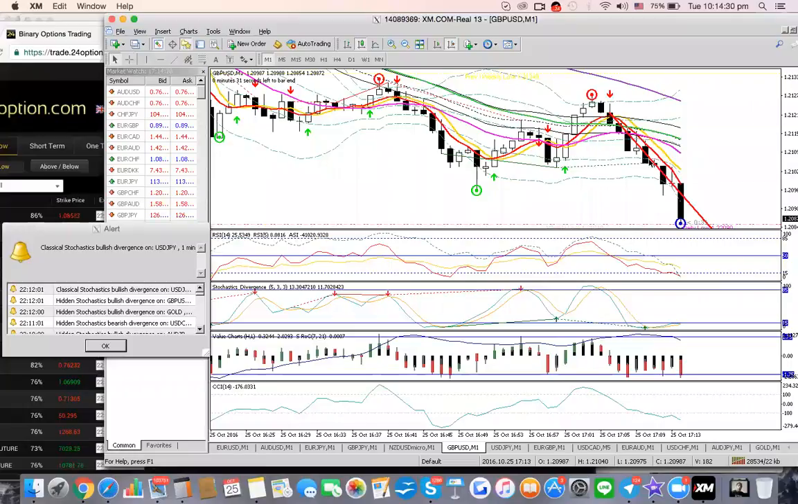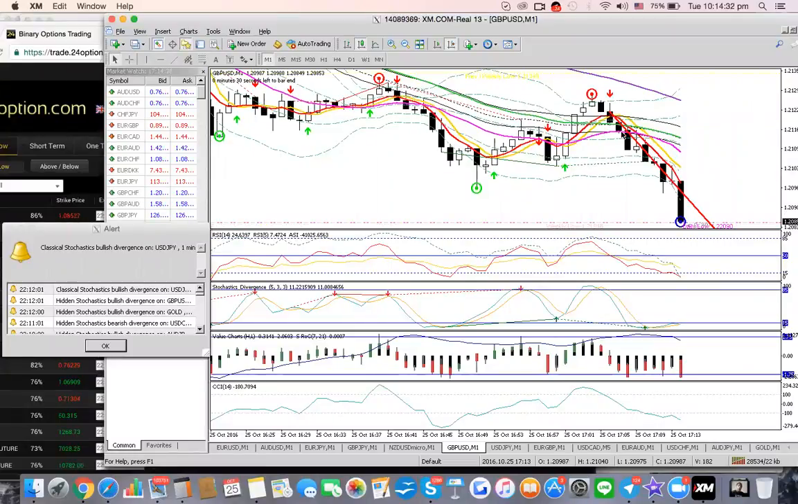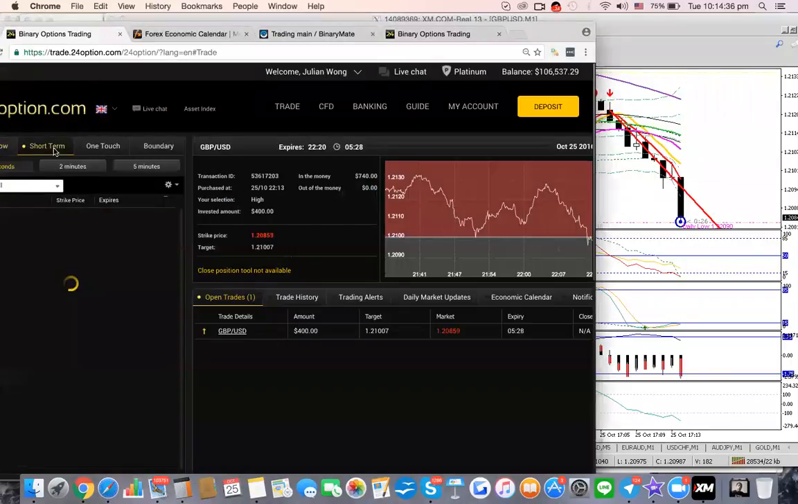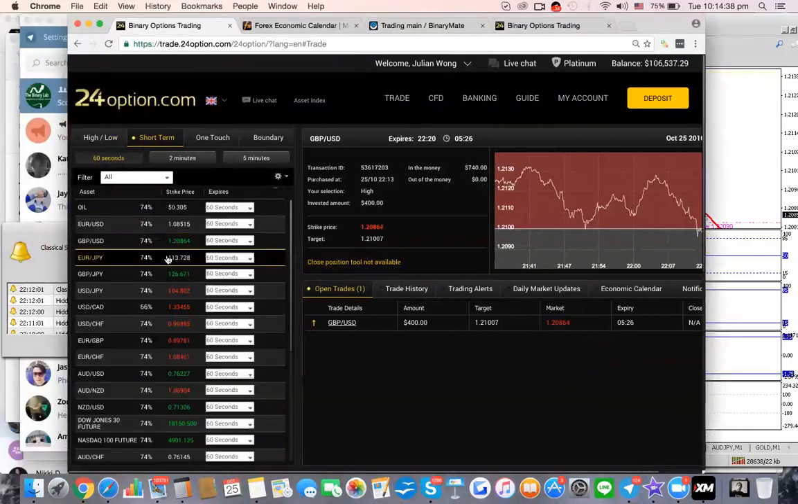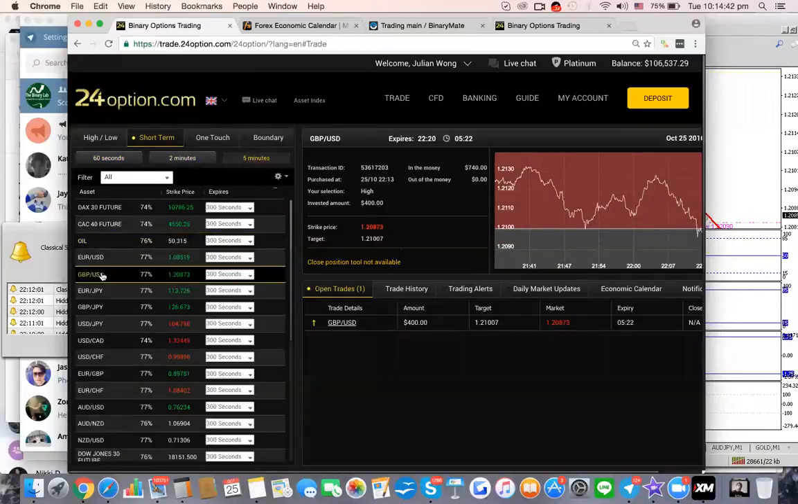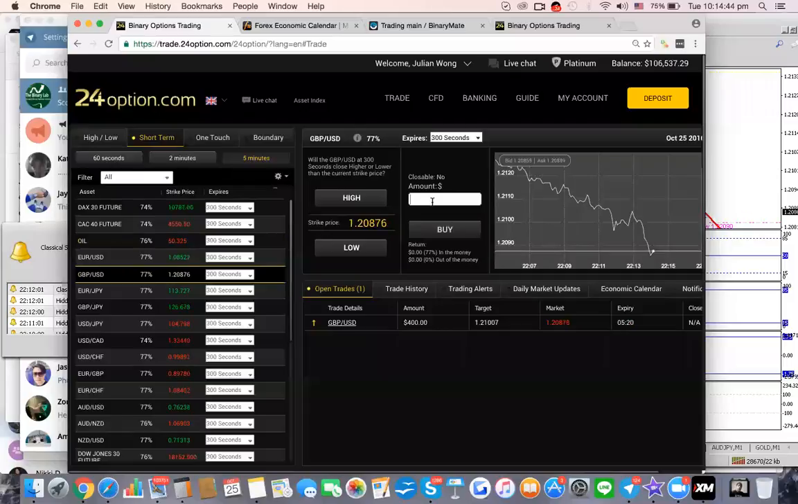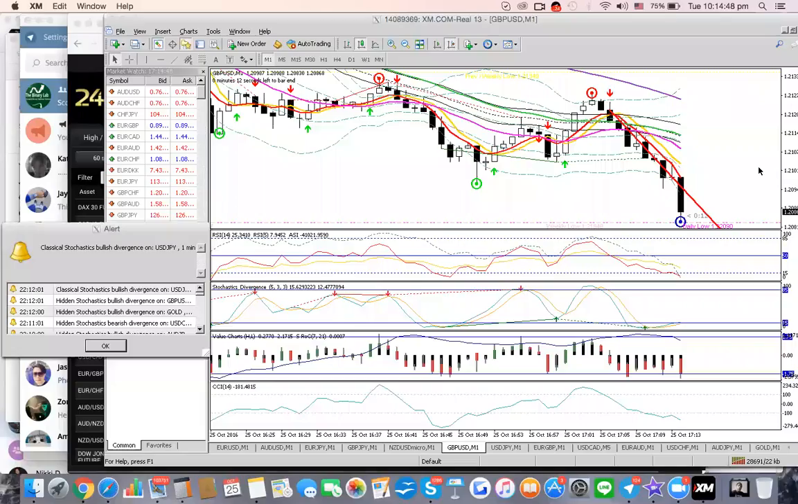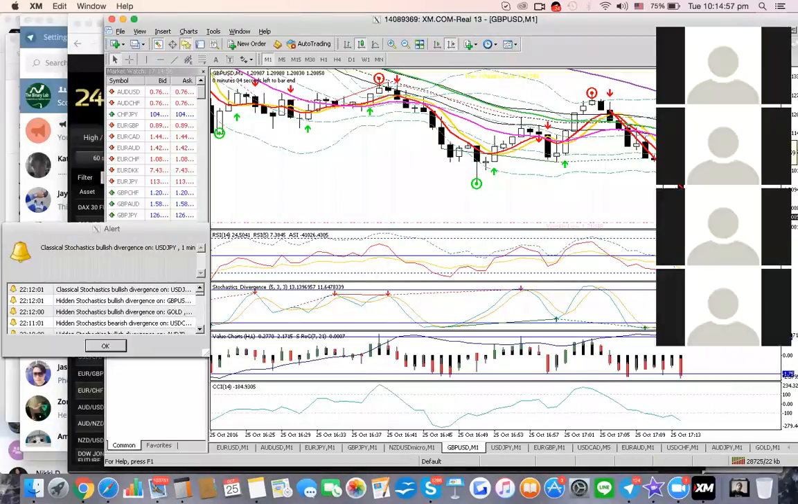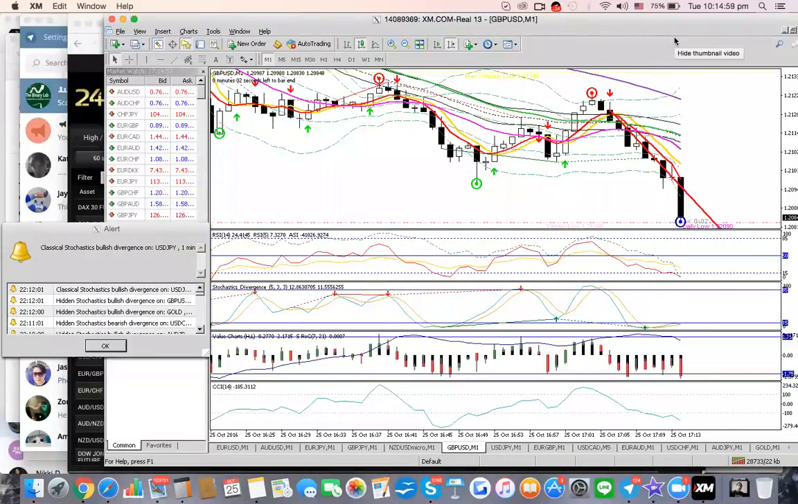1, 2, 3, 4, 5, 6, 7, 8, 9. Actually, you know what? 5 minutes call, pound USD. Just gonna go back in on the same setup. Just gonna double up this time. Get back in on it. So the previous one, just let it go. But we'll take this one instead. This one looks really good.